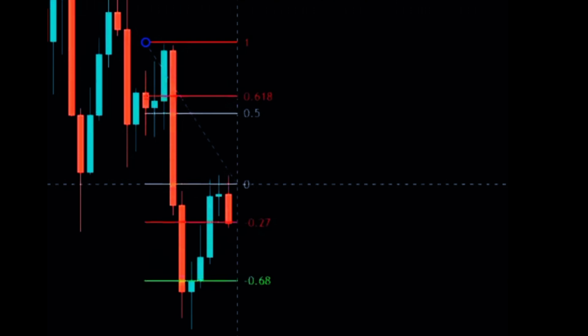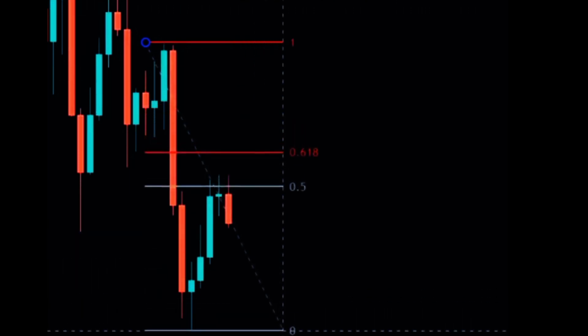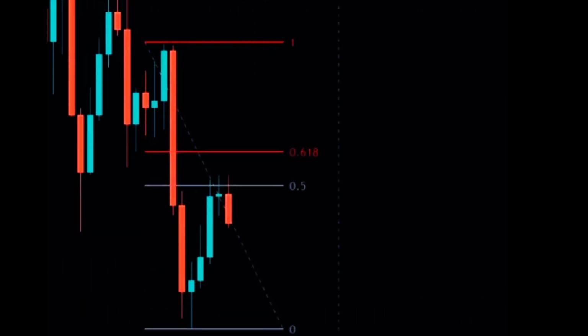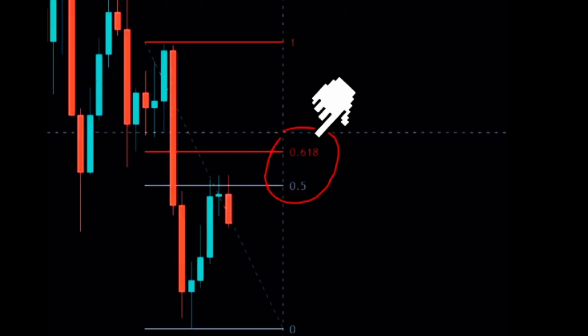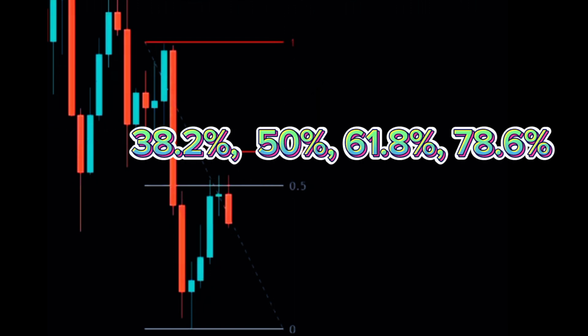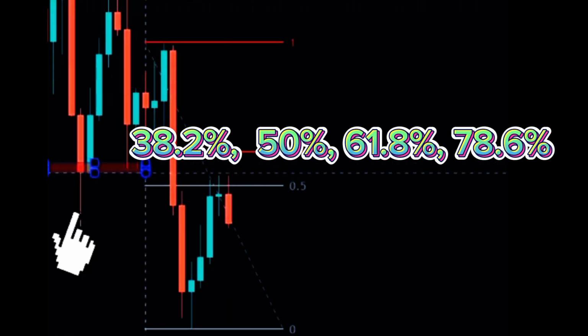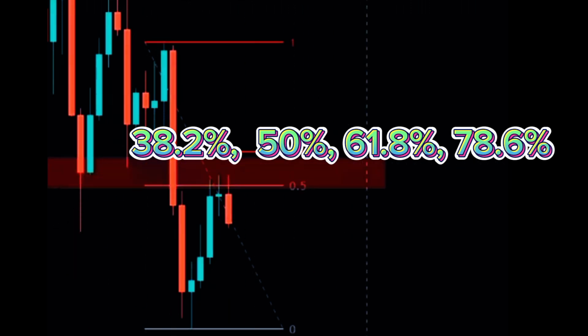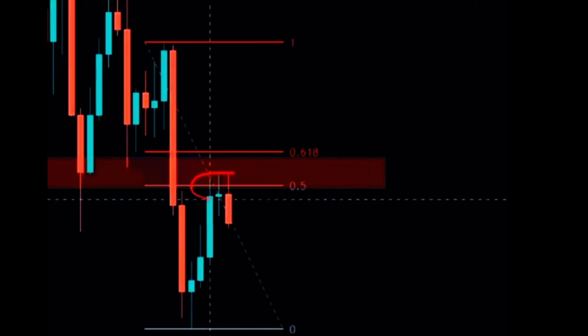Fibonacci levels help identify where corrective moves end and new impulse moves begin. This enables traders to enter the market with a favorable risk-to-reward ratio. The most respected retracement levels are 38.2%, 50%, 61.8%, and 78.6%. Now let's look at examples of trading with Fibonacci retracement levels.